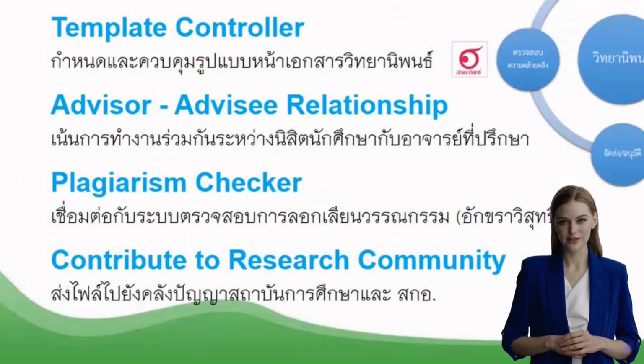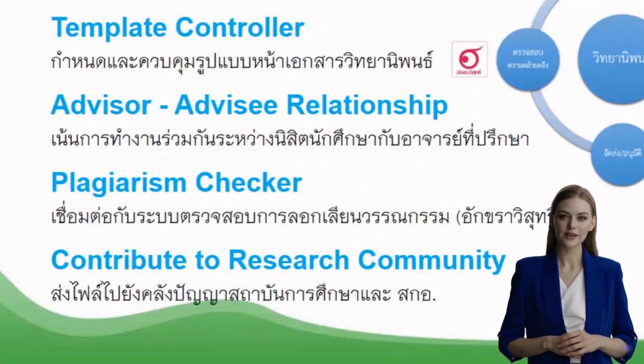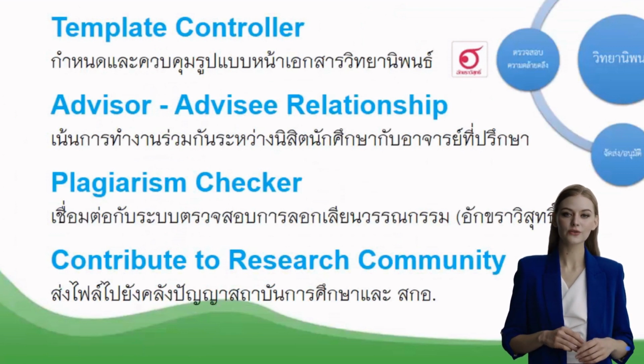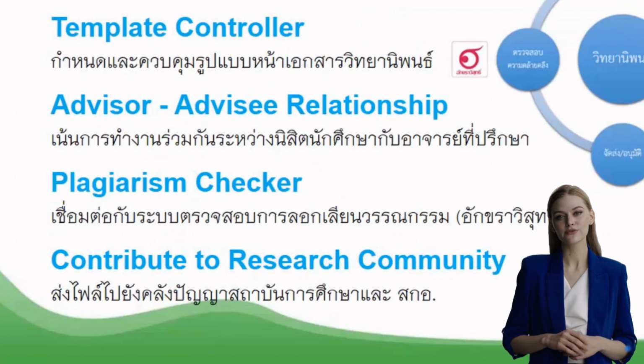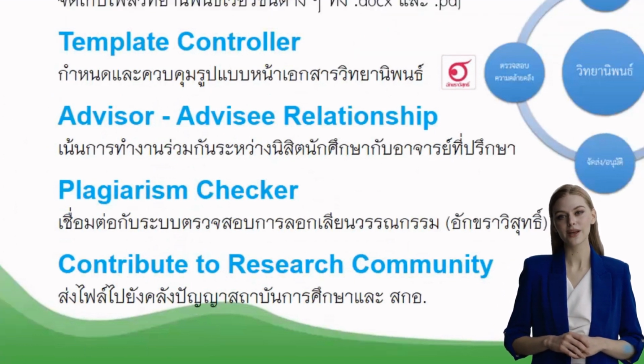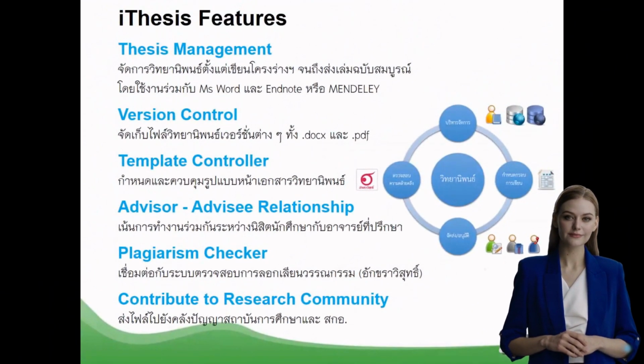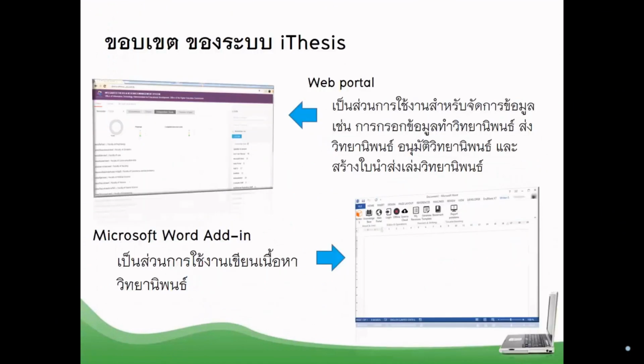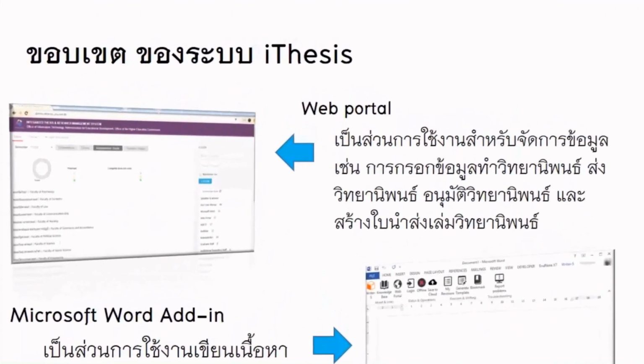For the final part, the iThesis system will submit the complete thesis files of students to the Institutional Knowledge Repository and the Office of the Higher Education Commission. The scope of the iThesis system consists of 2 main parts. The iThesis portal is the section where students manage their thesis-related information.